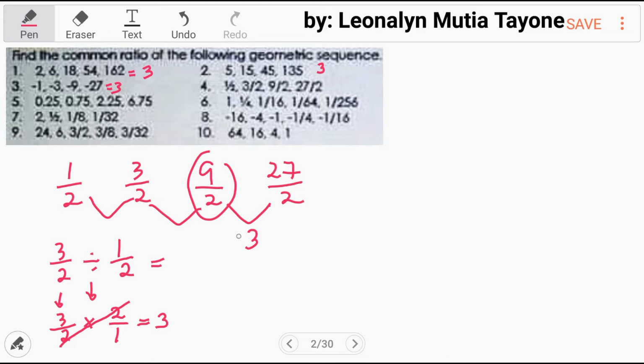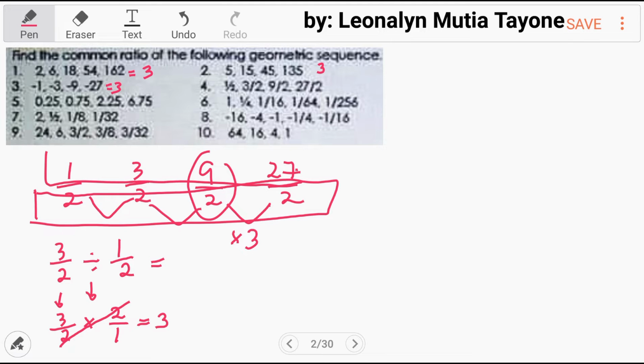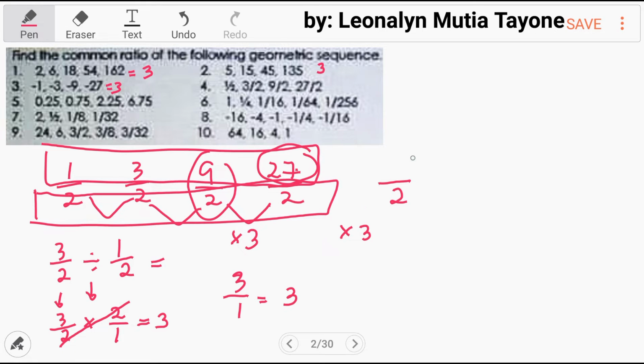So, i-multiply mo lang ng 3 para maging 27. Otherwise, kapag ganito, okay, pareho lang yung denominators, pwede mang mag-focus ka na lang sa mga numerators. 3 over 1, and that is 3. Therefore, itong 27, kopyahin lang si 2 na denominator. Itong 27, i-multiply mo ng 3, and that is 81. So, bali ito na yung next term, 81/2. So, ang common ratio dito ay 3.